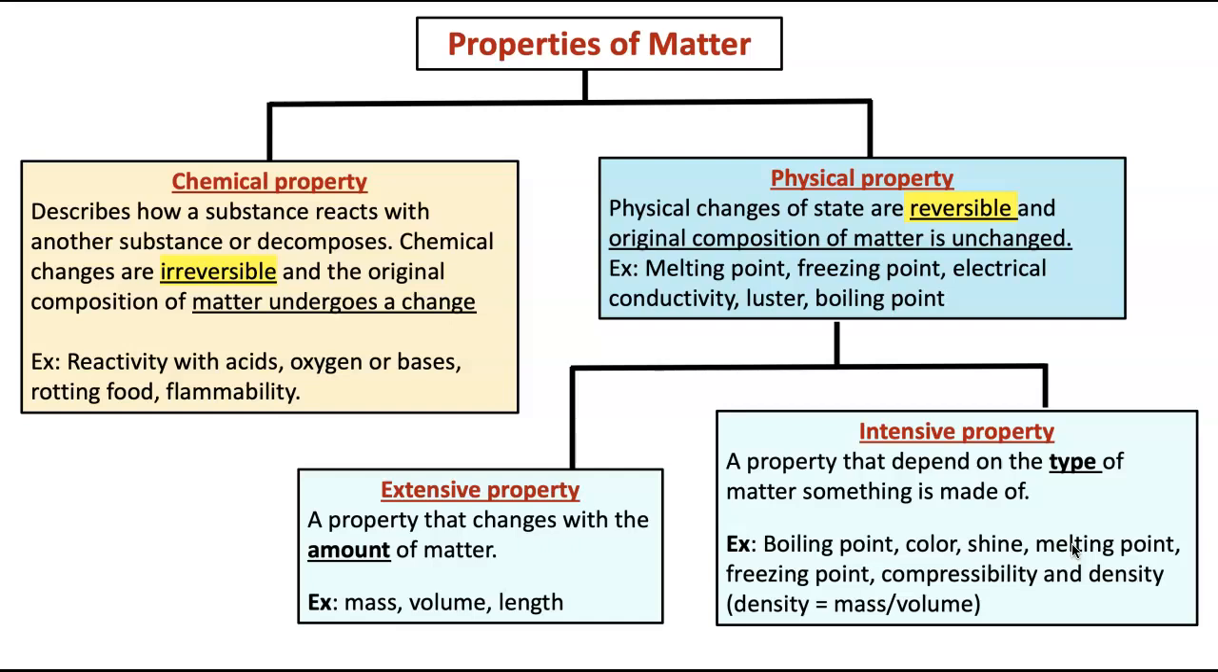On the other hand, extensive properties depend on how much of something you have, because mass, volume and length, for example, are properties that change with the amount of something you have.